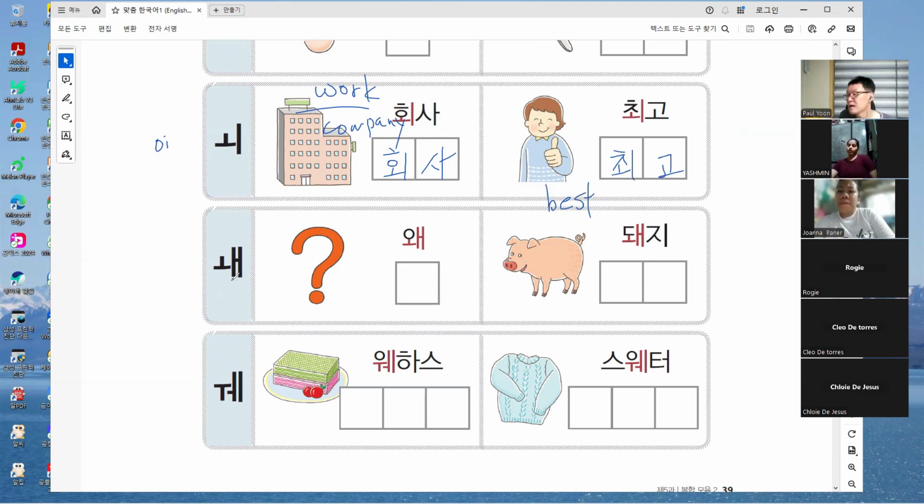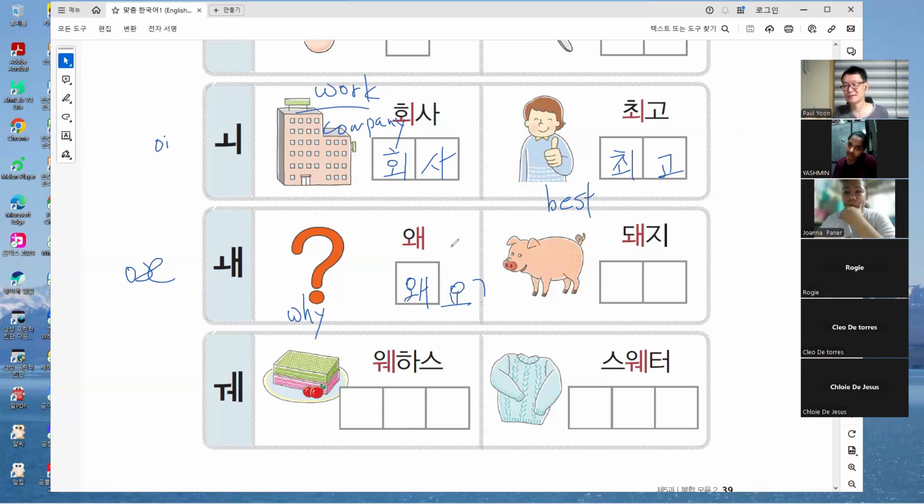This one, someone already told me. This one is where, right? Why? Where? How about the polite word? You make it you. Where you?